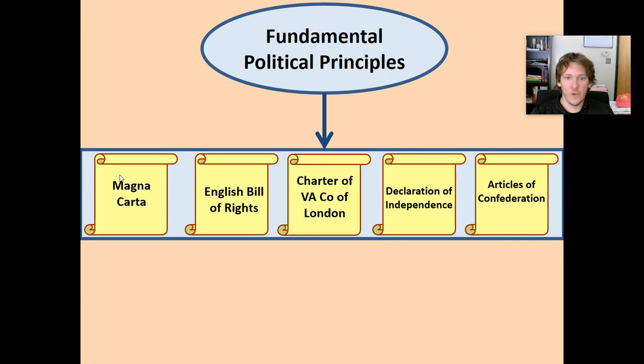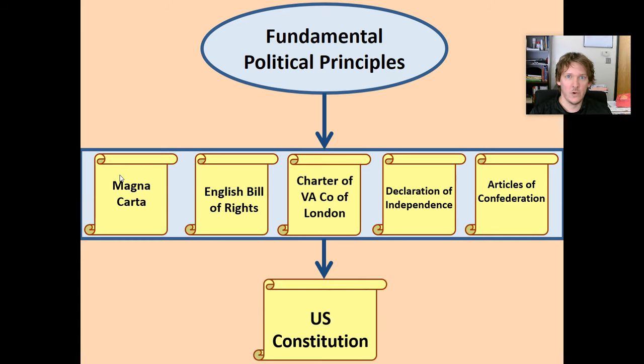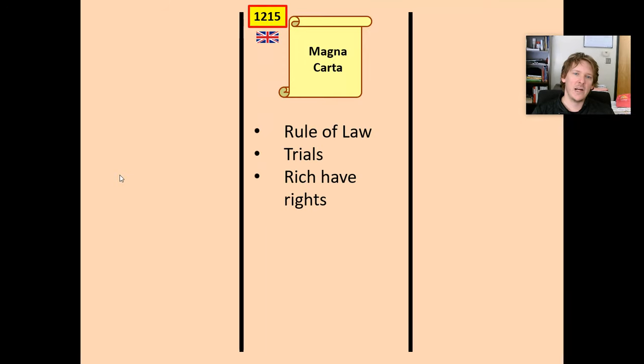The principles were written in the documents. The documents were basically robbed, plagiarized, or summarized in the U.S. Constitution. Two of them are English. Three of them are American. We talked about the Magna Carta yesterday. What were the ideas? What were the principles? Which were the fundamental political principles of the basic government ideas? Which of them were in the Magna Carta?